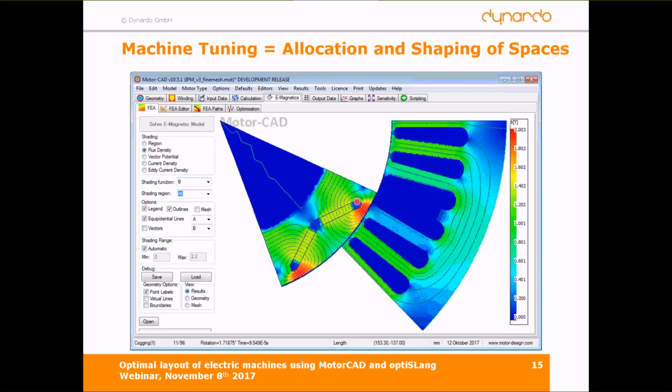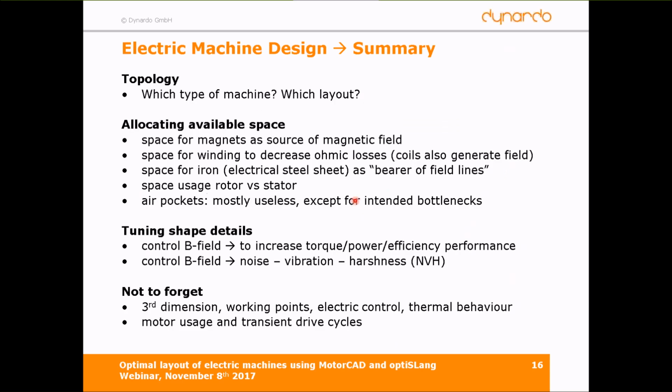And this is what you aim at when you conduct parametric studies and optimization runs on such a simulation. And because MotorCAD simulates it all so fast, you can do lots of experiments. You can try lots of alternatives. You can try out lots of load cases. So first we have topology, the allocation of space for magnets, winding, and iron, and we have shape details shaping the different parts to increase torque, power, efficiency, and NVH performance.